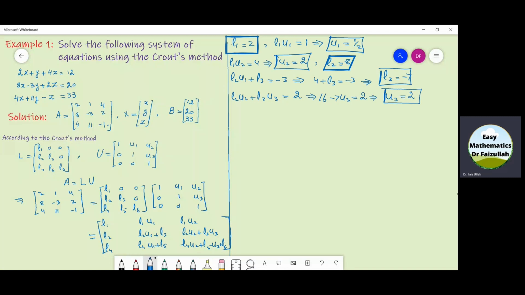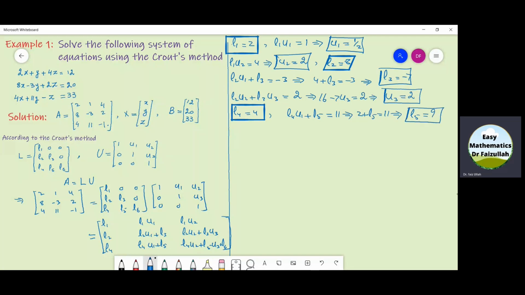Now let us compare the next element. So L4 is equal to 4. And now L4 U1 plus L5. This is equal to 11. Let us put values. L4 is 4 and U1 is 1 over 2. So we have 2 plus L5 is equal to 11. And from here we can get the value of L5, which is equal to 9.